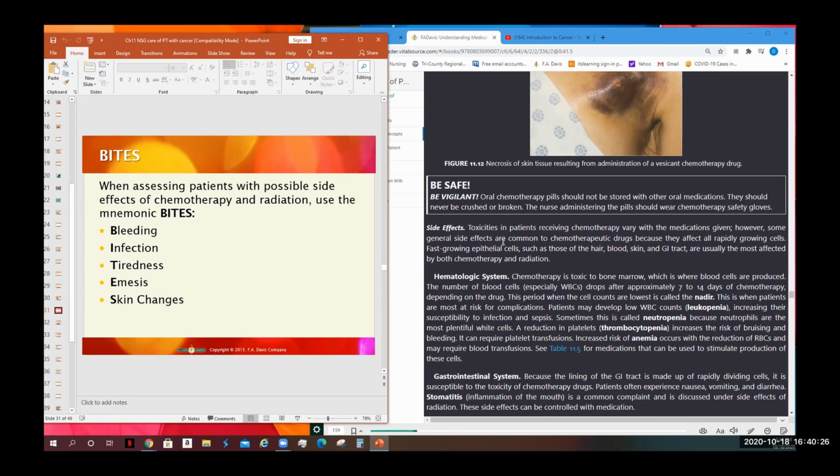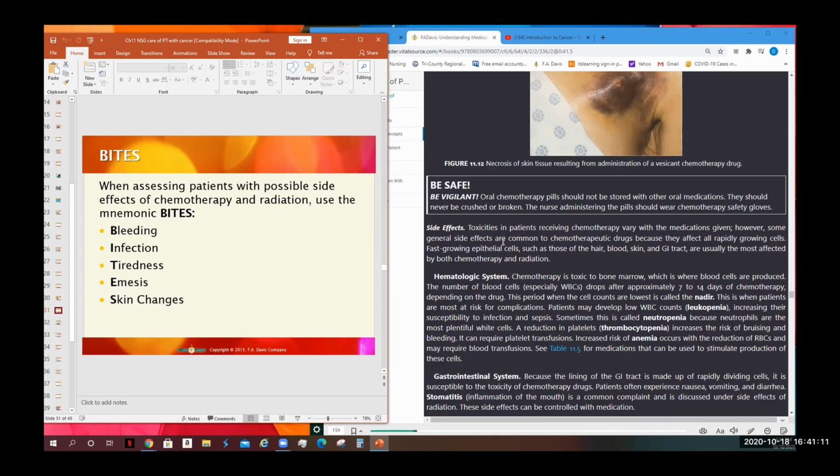Chemotherapy is toxic to bone marrow, which is where blood cells are produced. The number of blood cells, especially white blood cells, drops after approximately 7 to 14 days of chemotherapy, depending on the drug. This period, when the cell counts are lowest, is called the nadir. This is when patients are most at risk for complications. Patients may develop low white blood cell counts, a leukopenia, increasing their susceptibility to infection and sepsis. Sometimes this is called neutropenia because neutrophils are the most plentiful white cells.